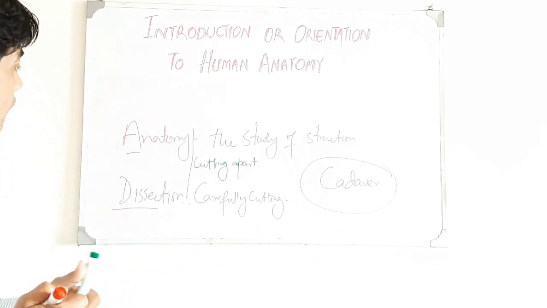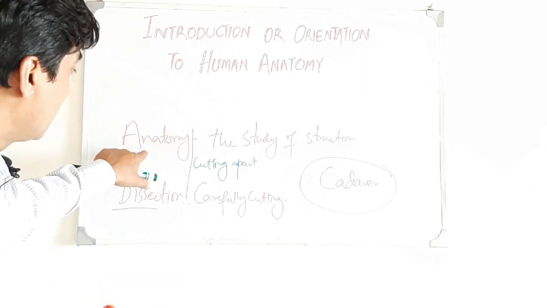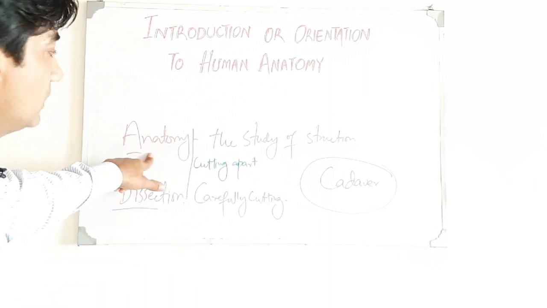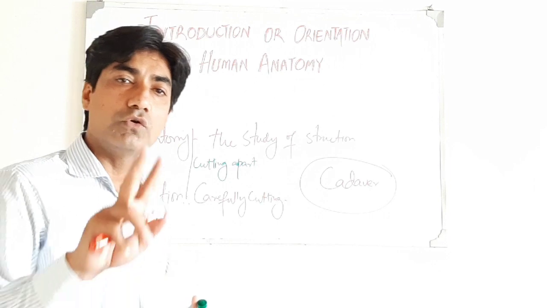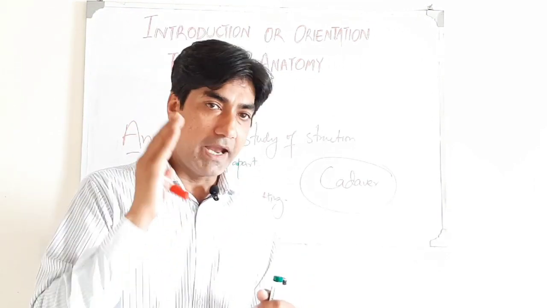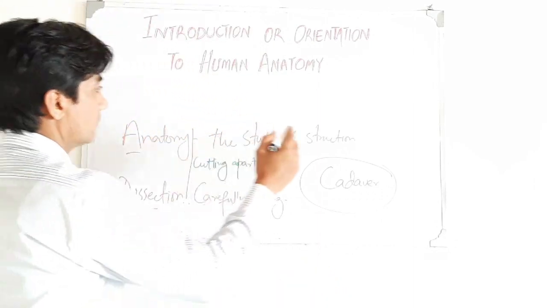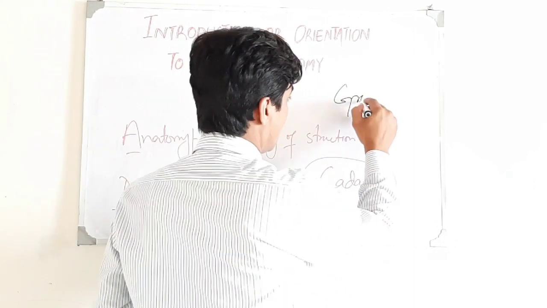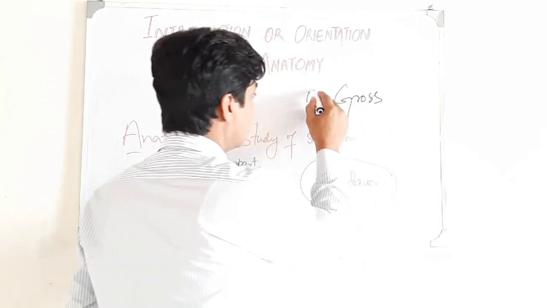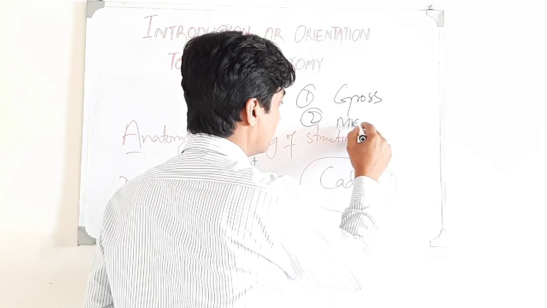Now let's move towards the types of anatomy. What are the types of anatomy? Anatomy can be divided into two parts: gross anatomy and microscopic anatomy. The first is gross anatomy and the second is microscopic anatomy.